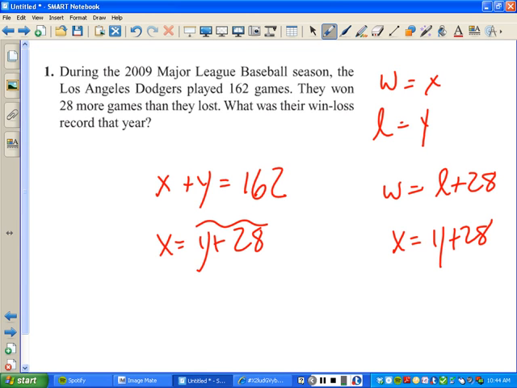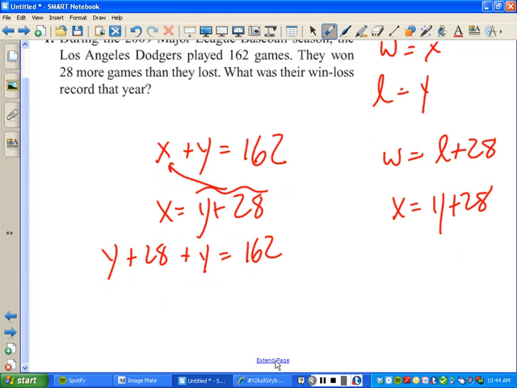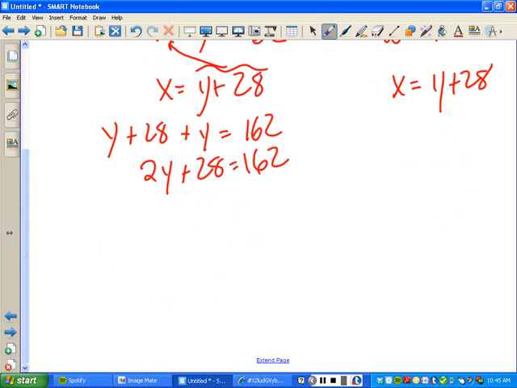Take this, plug it into here. Y plus 28 plus Y equals 162. Y plus 28 is there because that's what X is. The other Y is right there. So 2Y plus 28 equals 162. 2Y equals, what's that?